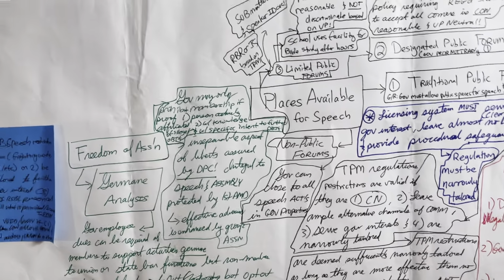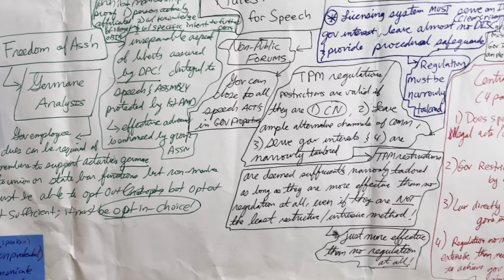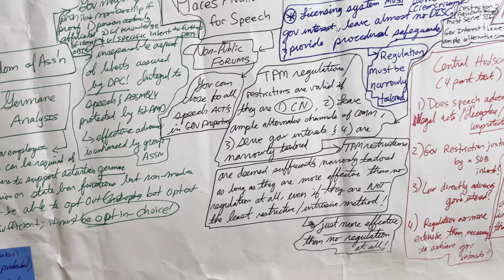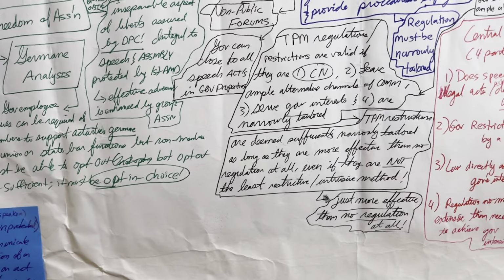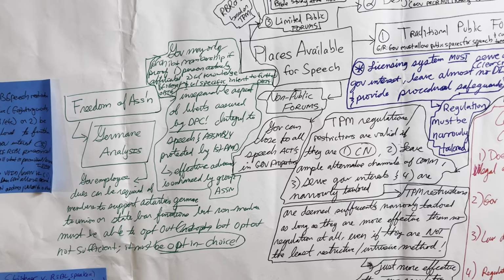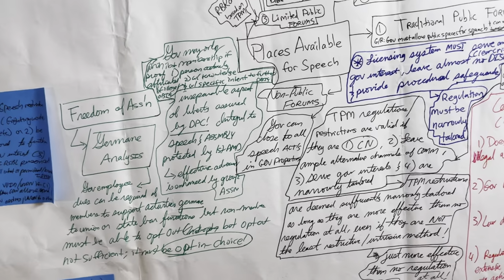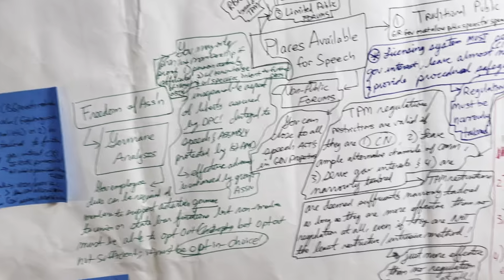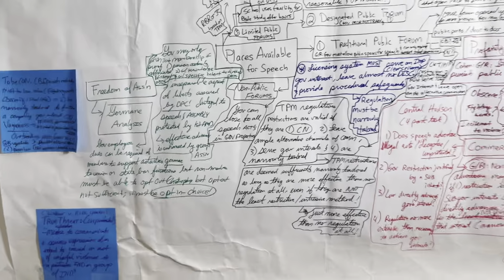So again, time, place, manner restrictions are deemed sufficiently narrowly tailored as long as they are more effective than no regulation at all, even if they are not the least restrictive or intrusive method. We don't necessarily need the least restrictive or the least intrusive method. We just want more effective than no regulation at all. So that is part of the narrow tailoring. It's distinguished from necessary. That's why the courts have used the words narrow tailoring as opposed to necessary.